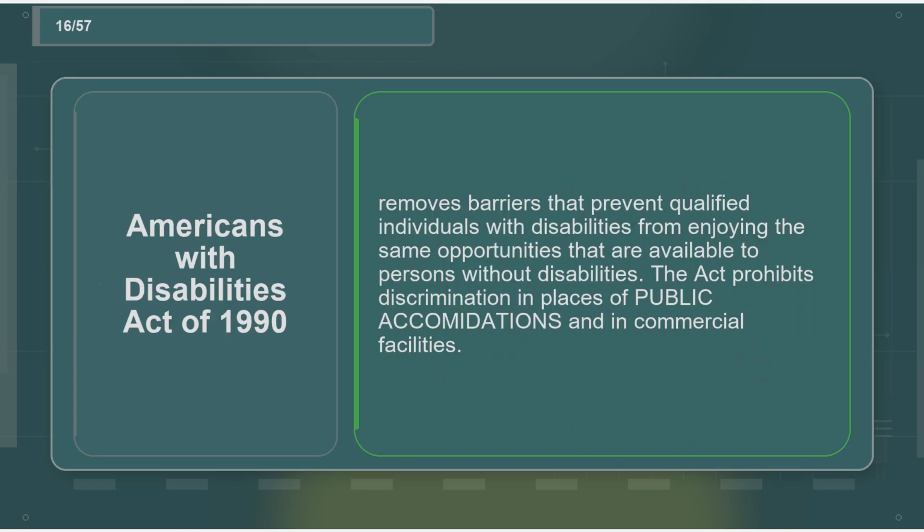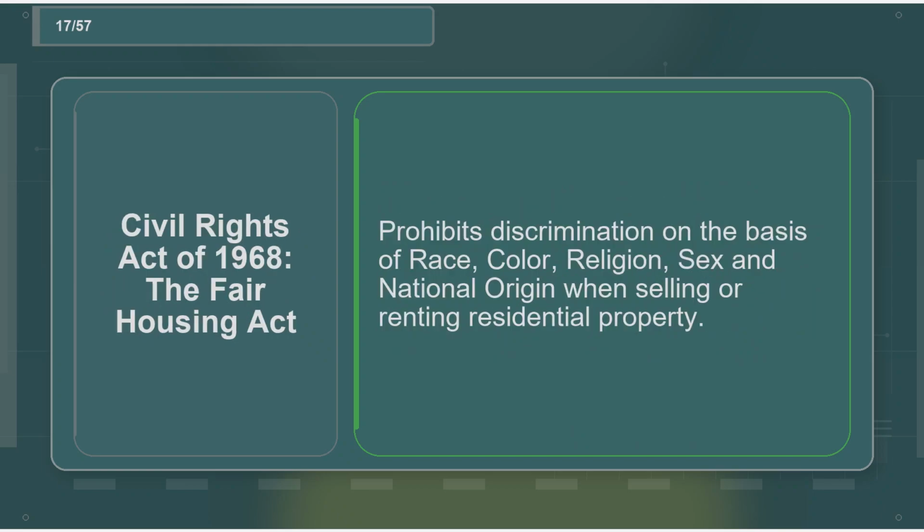Flashcard 16. Term: Americans with Disabilities Act of 1990. Definition: removes barriers that prevent qualified individuals with disabilities from enjoying the same opportunities that are available to persons without disabilities. The Act prohibits discrimination in places of public accommodations and in commercial facilities. Flashcard 17. Term: Civil Rights Act of 1968, the Fair Housing Act. Definition: prohibits discrimination on the basis of race, color, religion, sex, and national origin when selling or renting residential property.